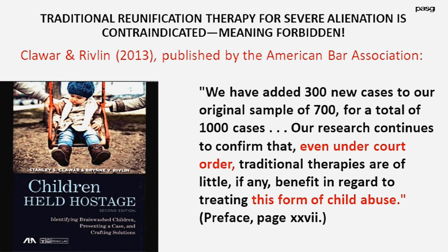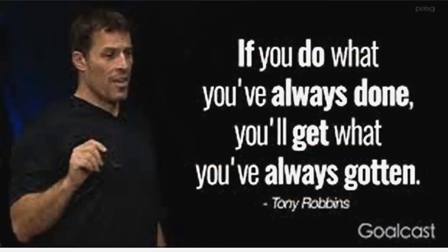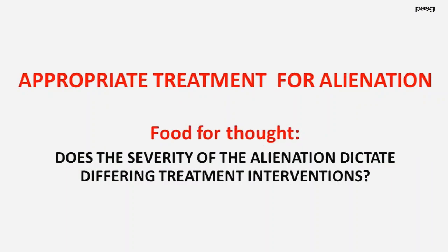So what is the appropriate treatment for alienation? Does the severity of the alienation dictate different treatment interventions? Well, we know that diagnosis does dictate treatment, but the lines between mild, moderate, and severe are not clear. It's on a continuum. And you could have a mild to moderate case or a moderate severe case, and those are wildly different, and anything in between.